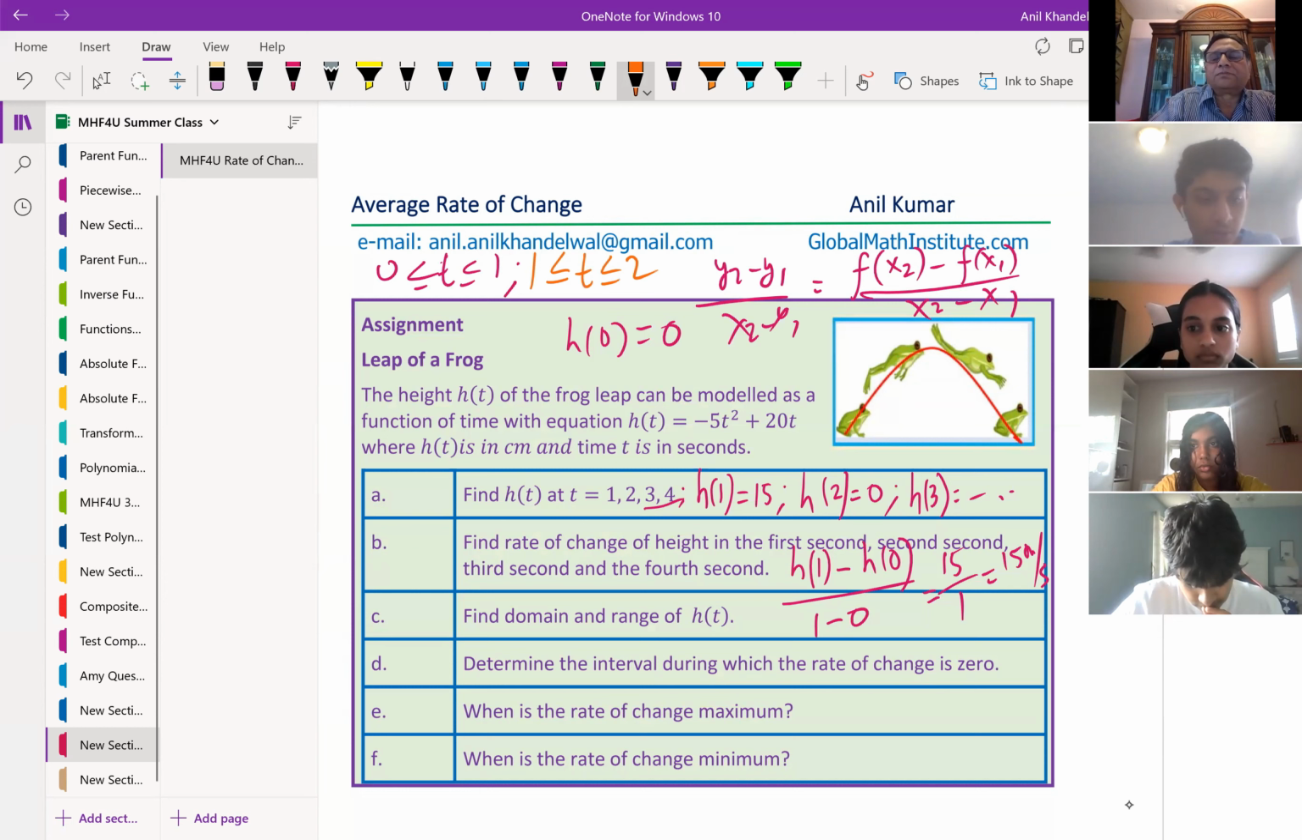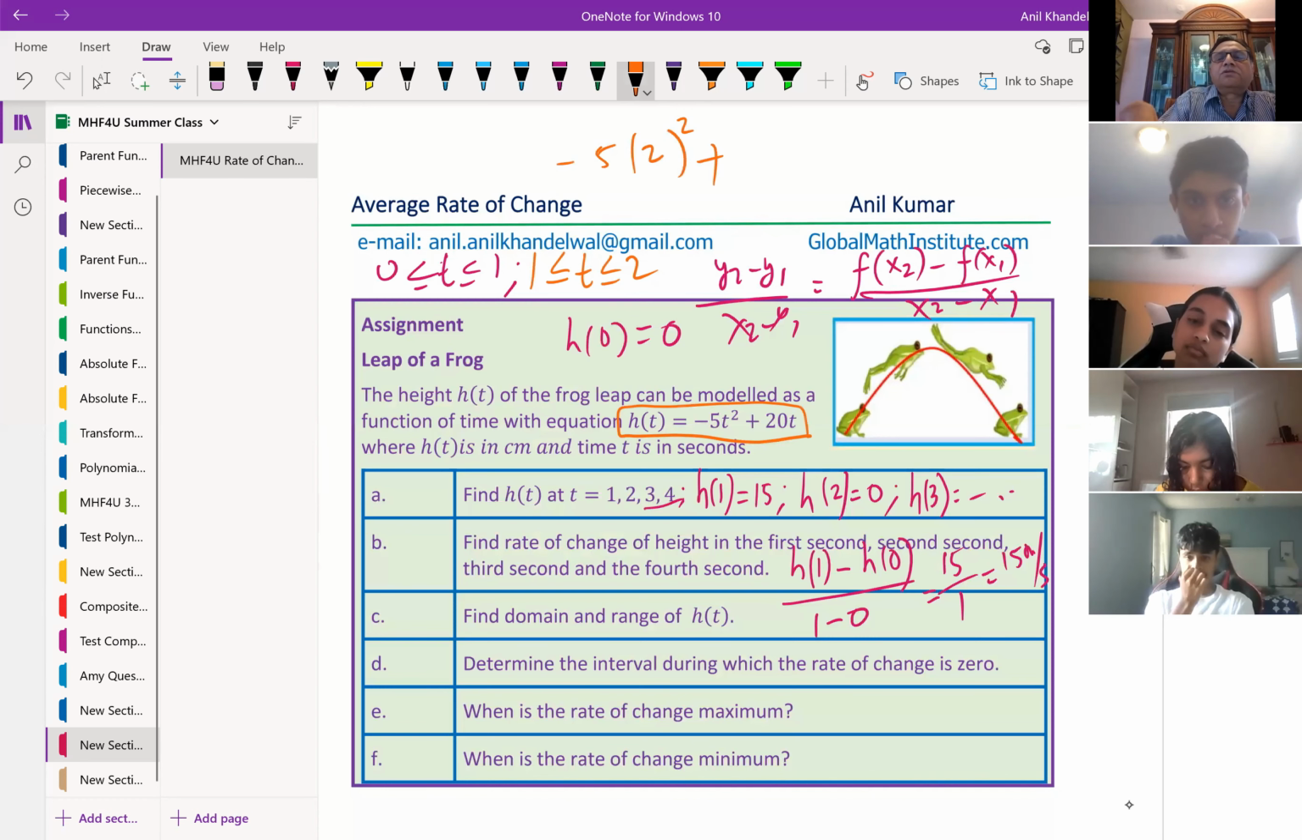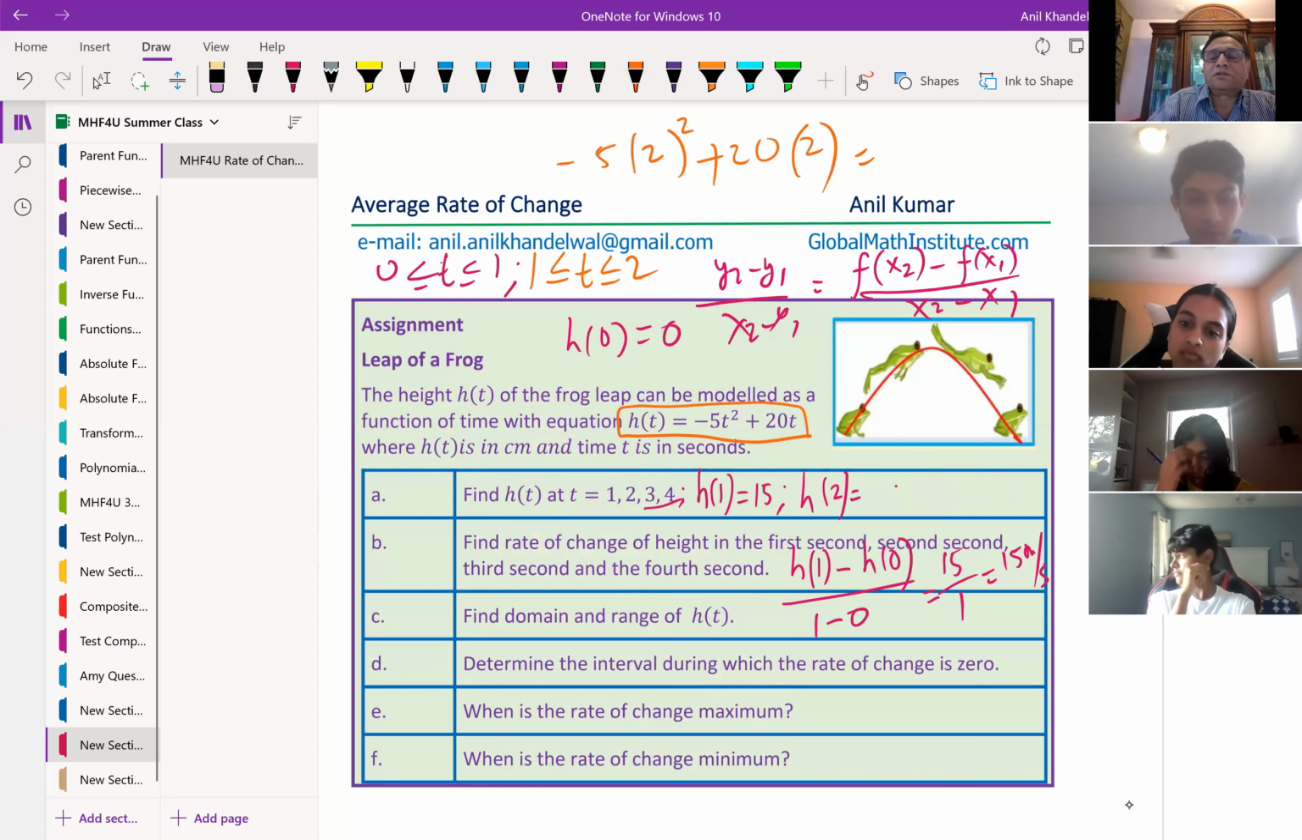Before we move forward with 1 and 2, I think our h of 2 value is supposed to be 20, right? Instead of 0. 2 squared is 4, right? So what equation are you using? Are you using this equation? Yes, sir. So let's put 2 here. So it is minus 5 times 2 squared plus 20t. Oh, yeah, you are right. Sorry. The value was 20, sir. 40, 20, yeah, you're right.